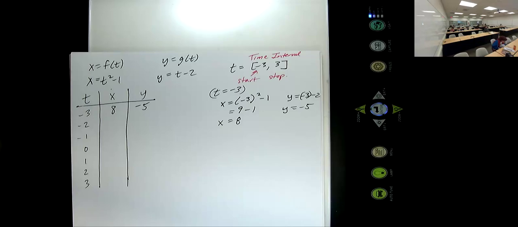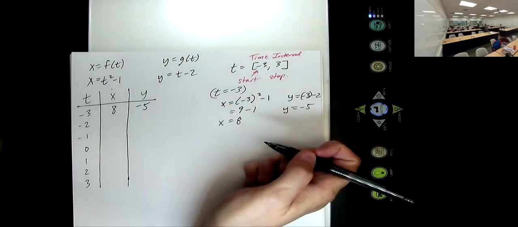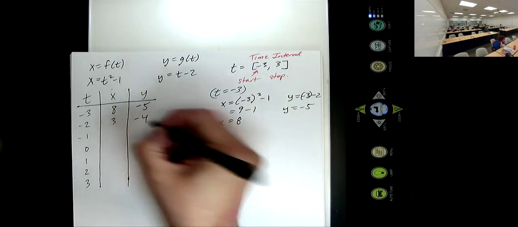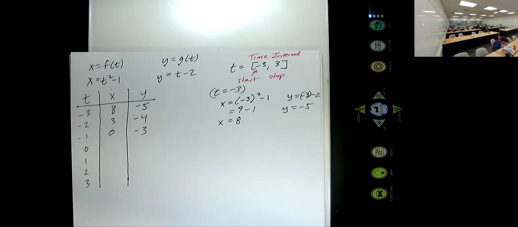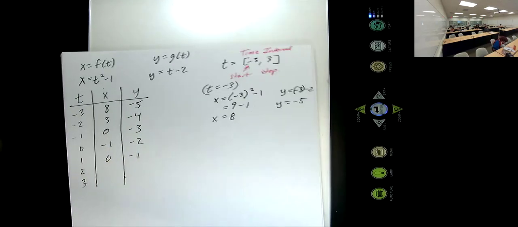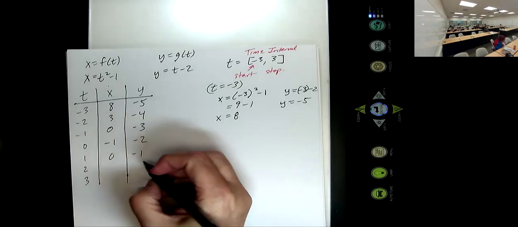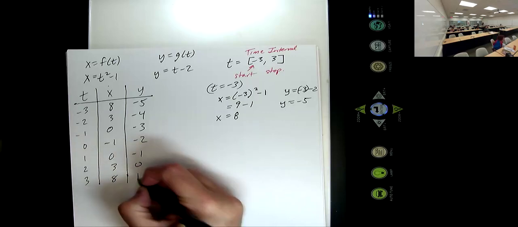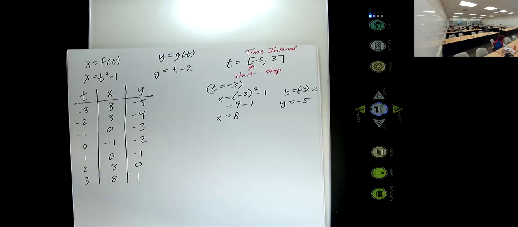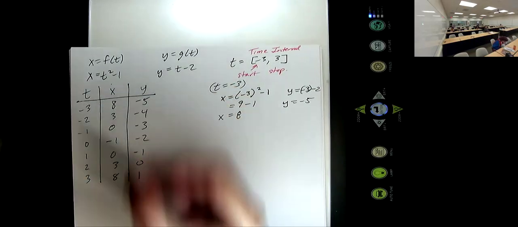Did you guys come up with the table? What's x and y for t = -2? 3, -4. Then for -1, 0 and -3. For 0, -1 and -2. For 1, 0 and -1. For 2, 3, 0. And I'm going to guess this one is 8, 1. Yes. Okay. I notice that this is following a pattern, it should, because it's squared.